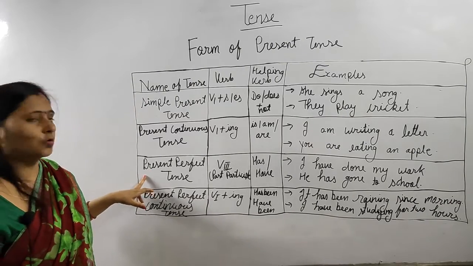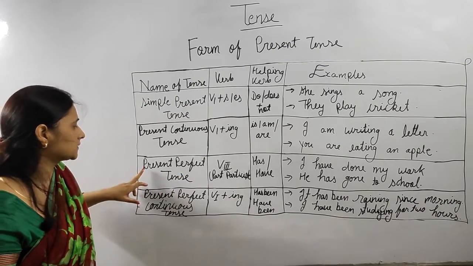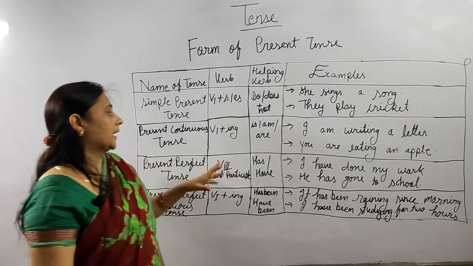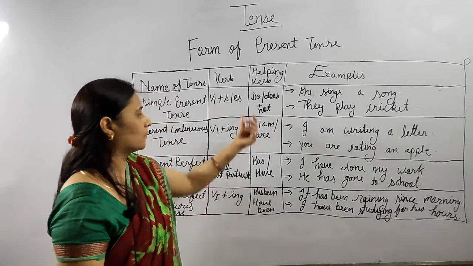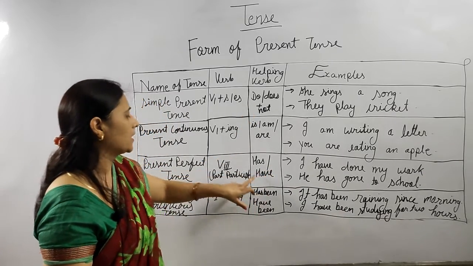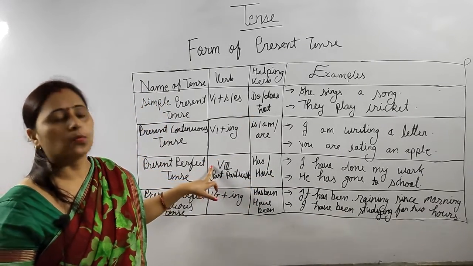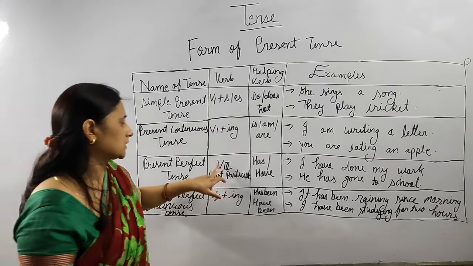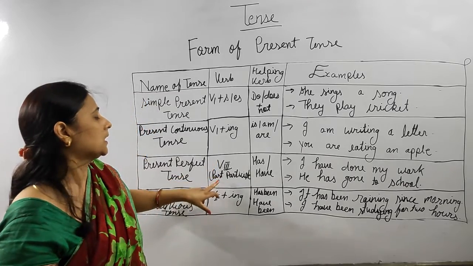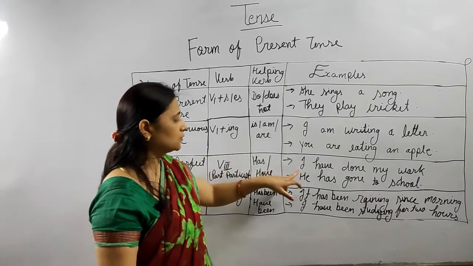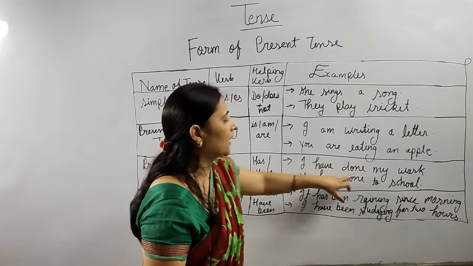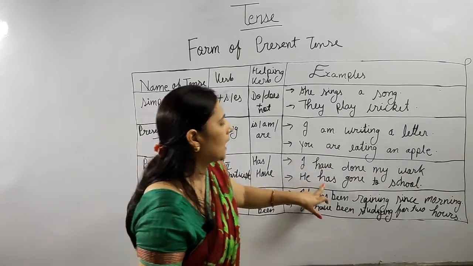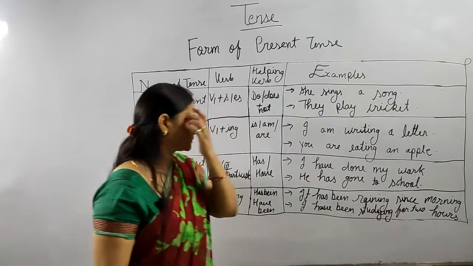Now, moving towards the next tense, just look at the simple present perfect tense. In present perfect tense, the helping verb will be has and have with the third form of the verb, means past participle. We can also say the third form of the verb is a past participle. Look at the example. I have done my work. And with the singular, he has gone to school.